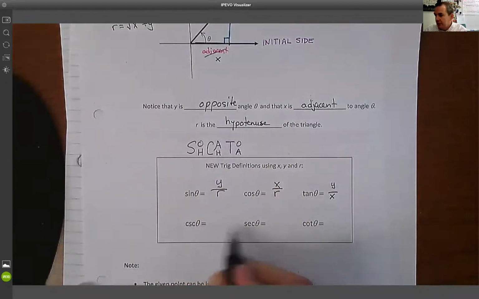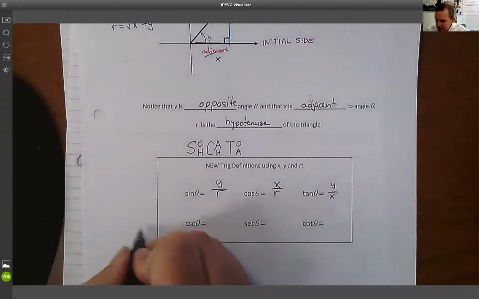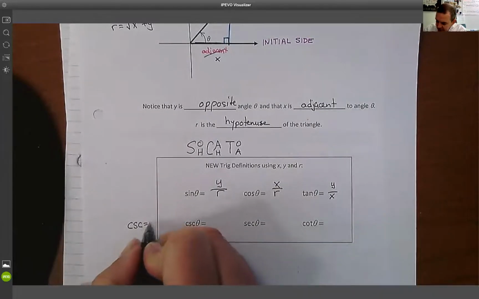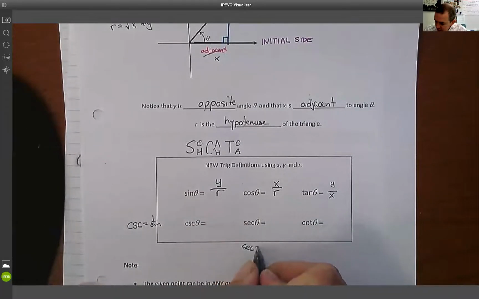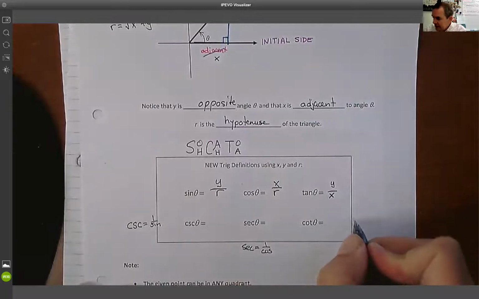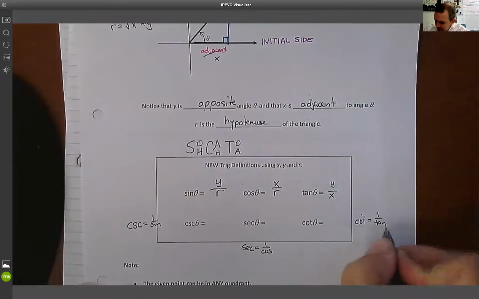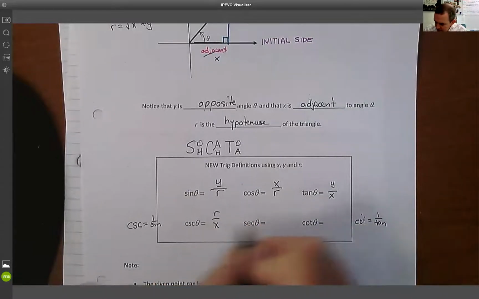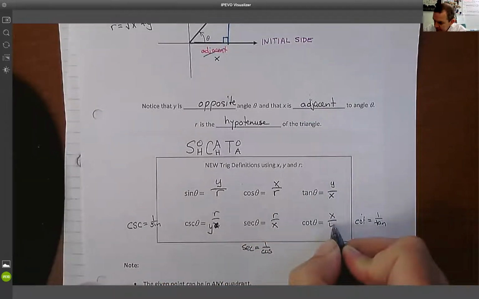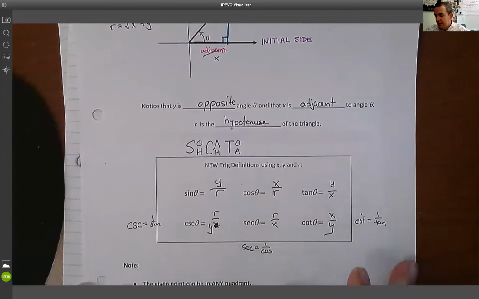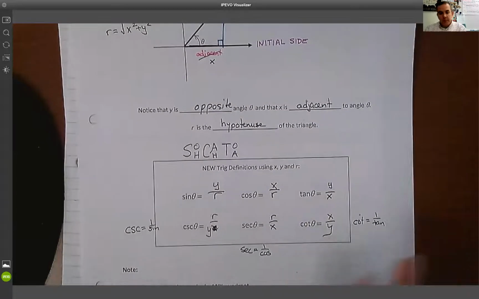And remember, these are all my inverses or my reciprocals. So cosecant is equal to 1 over sine. Secant is equal to 1 over cosine. And cotangent is equal to 1 over tangent. So basically, take the reciprocals: r over y, r over x, x over y. So that's the format we're going to use. I'm going to go ahead and pause on this one and say this is the background on what we're doing, and then I'm going to do a couple other videos that talk about the types of problems.